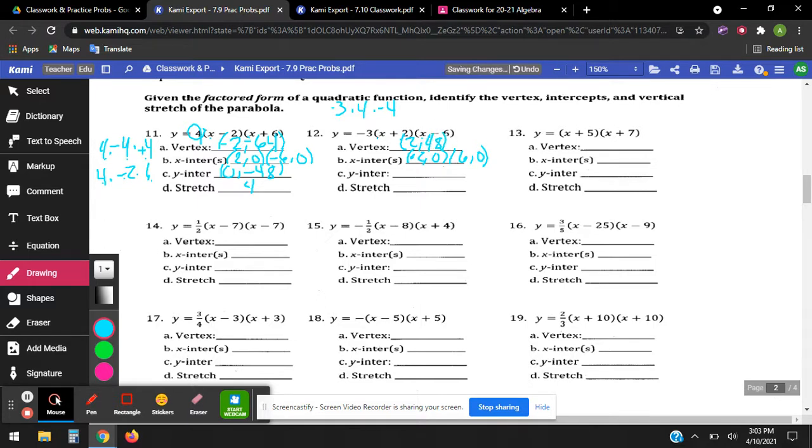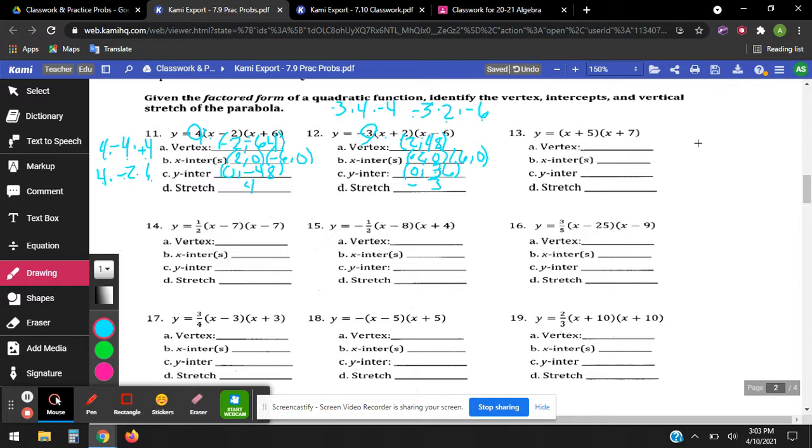Now my y-intercept is when my x equals 0, so that's negative 3 times 2 times negative 6. So now I have negative 12 times a negative 3, and so that is a positive 36 is my y-intercept. And my vertical stretch is my number in front, negative 3. So you can figure it out, just a little bit of a different order than what they're giving us here.